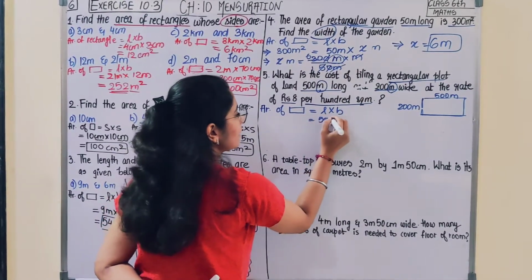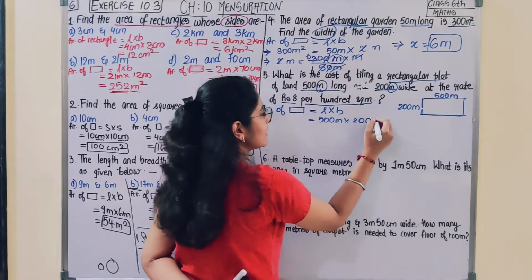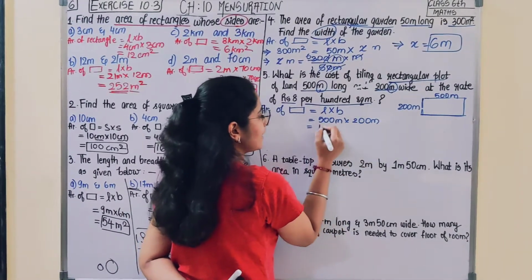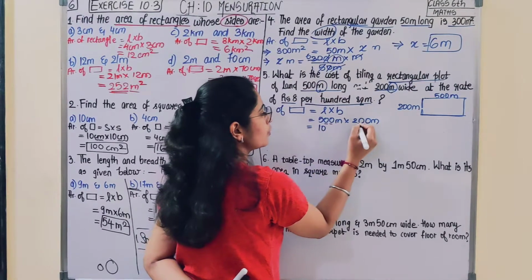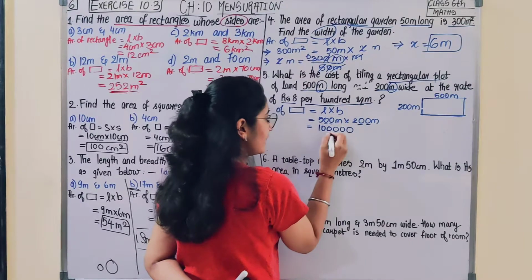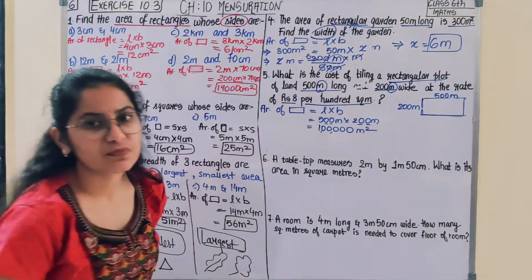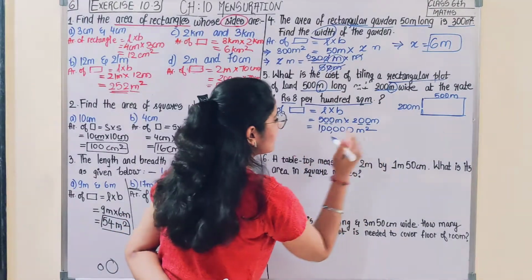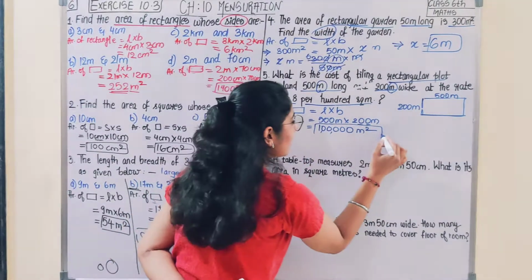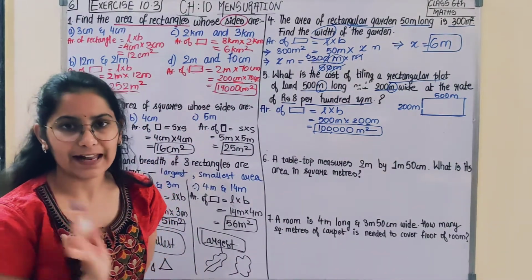Length is 500 meter into breadth is 200 meter, that is 5 2s are 10. कितने जीरो बचे? 1 2 3 4. Okay, this much means 1 lakh meter square is the area of that rectangular plot of land.